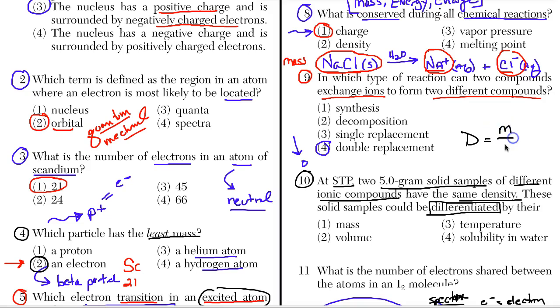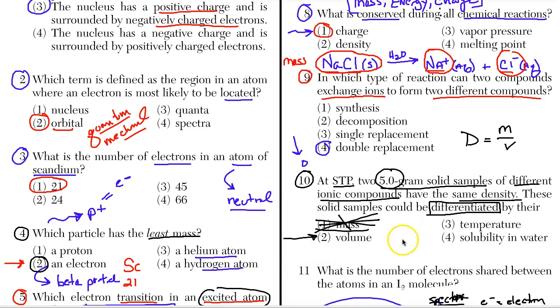mass over volume. The mass wouldn't be able to identify them because they're both 5-gram samples, and even if they weren't both 5-gram samples, they have the same mass to volume ratio. Meaning if I have double the mass, I have double the volume. So the mass can't identify chemicals based upon their mass in any case. Okay, we can't identify something based on its volume alone.